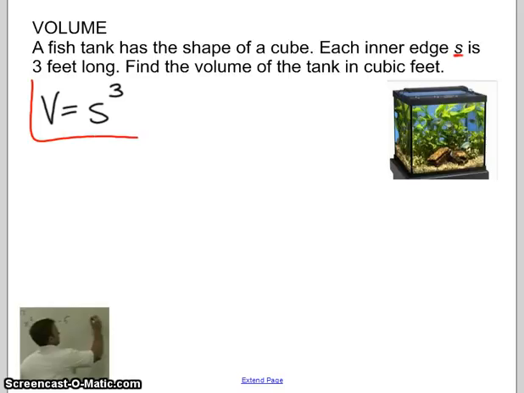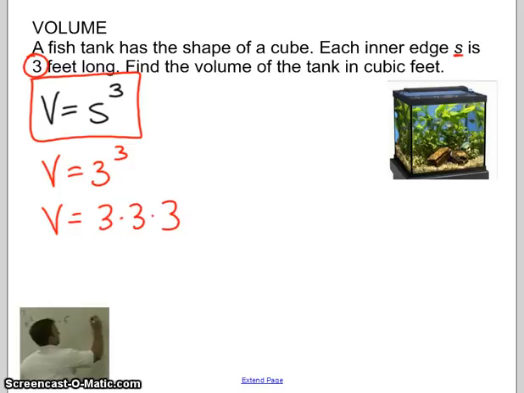And we could use this formula, volume for a cube, V equals s cubed. So we have V, and we're going to sub in the value for s, which in this case is 3. V equals 3 to the third power, or 3 cubed, which means 3 times 3 times 3. 3 times 3 times 3 is 27. So we're going to say 27 feet, and the units would be feet cubed.